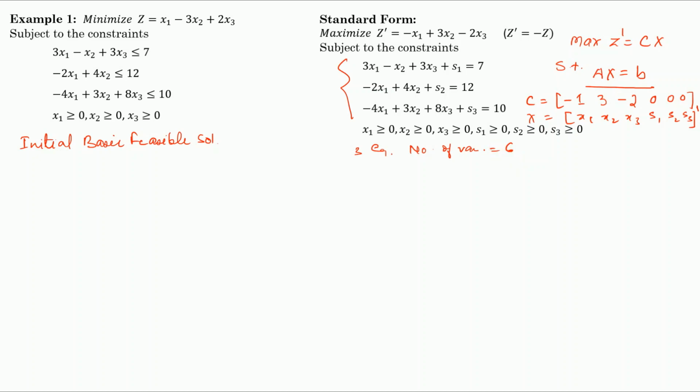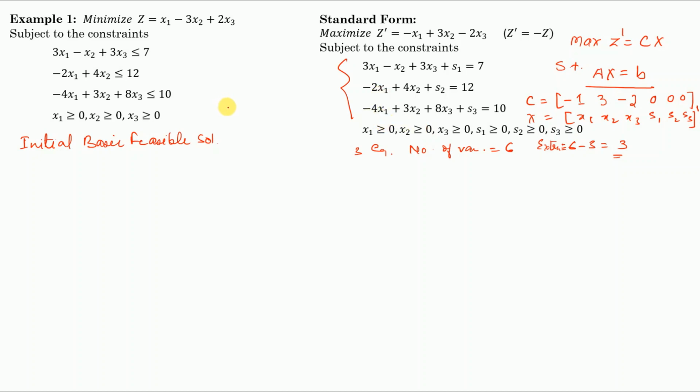To solve this system of linear equations with 6 variables having only 3 equations, we cannot find a unique solution. So you can choose any 3 variables. Extra variables equal 6 minus 3, which equals 3 extra variables. So you can choose any 3 variables out of these, put them 0, and find the solution for the remaining 3 variables, because then you will get 3 equations and 3 variables. Now the question is, which 3 variables should we choose?